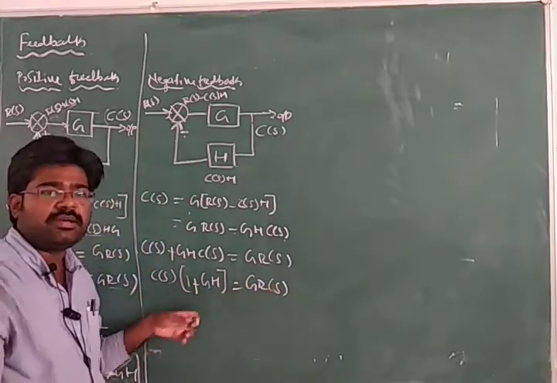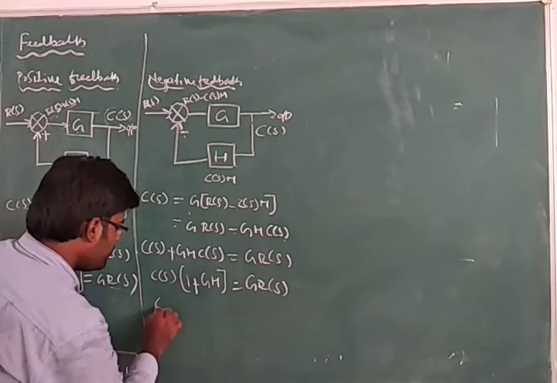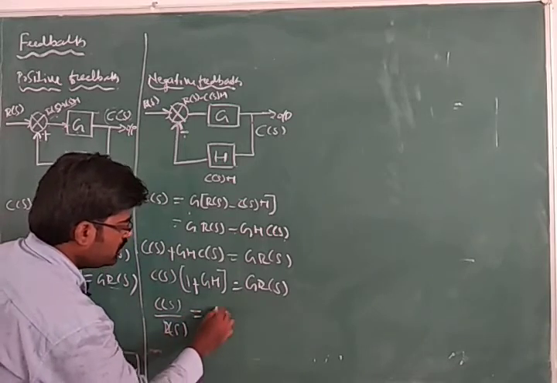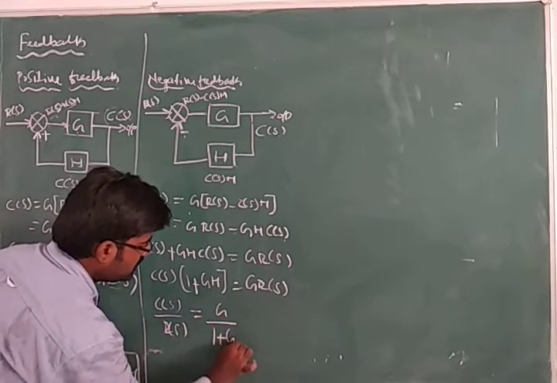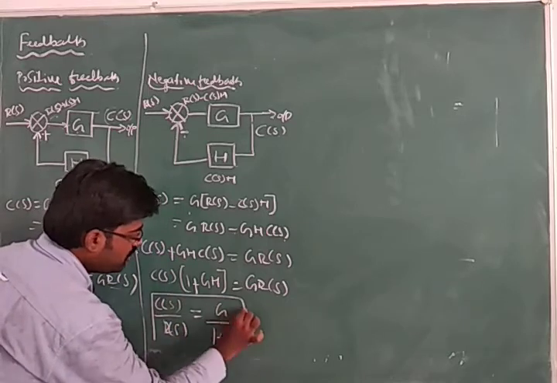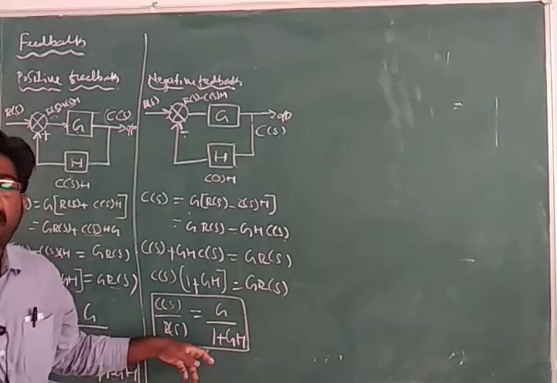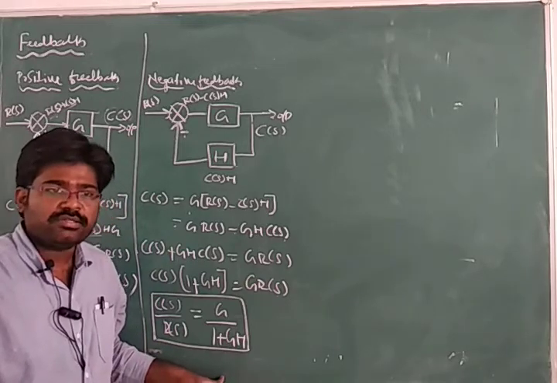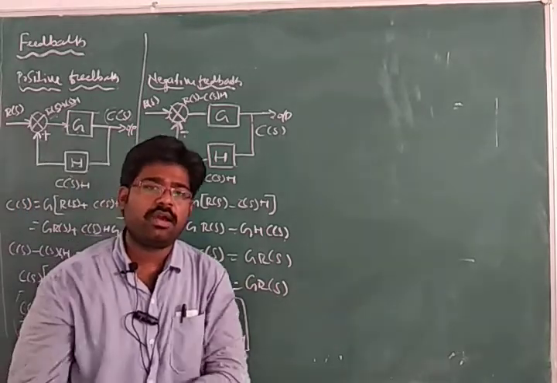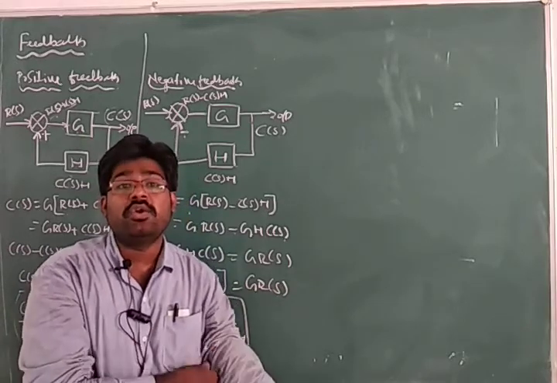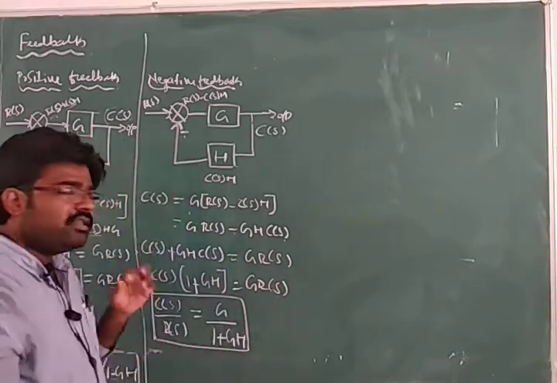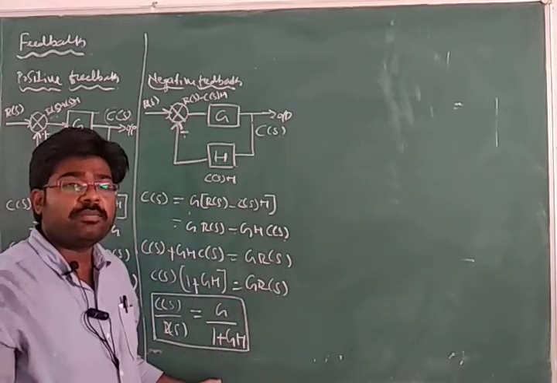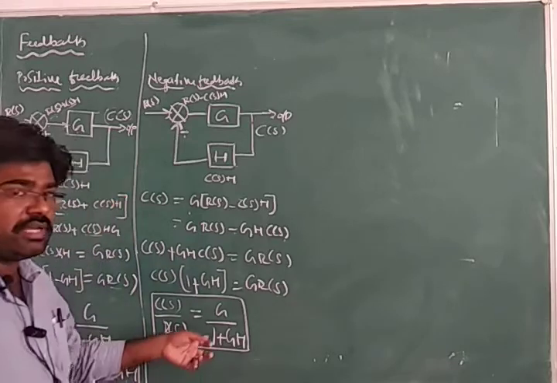Now write the equation in terms of the transfer function. c of s by r of s is equal to g divided by 1 plus gh. So this is the transfer function of negative feedback, and negative feedback is employed only for the closed loop control system. Everywhere in control systems we use negative feedback, only for the closed loop control system. Okay, and the closed loop control system gain is g divided by 1 plus gh, right? Transfer function.